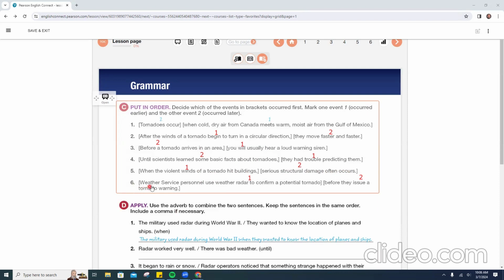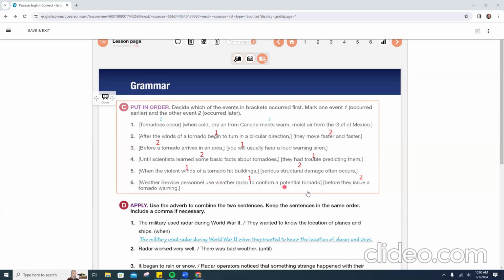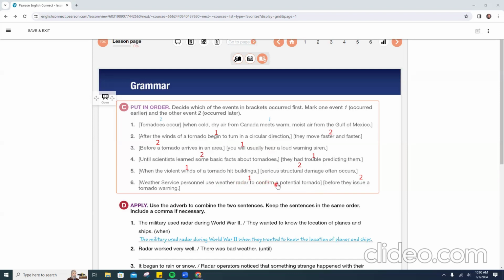Number 6, the Weather Service personnel use weather radar to confirm a potential tornado before they issue a tornado warning. So first, they need to confirm a potential tornado before they issue the warning. Because if they do the warning and nothing happens, people are going to hear the warnings and they're going to say, oh, nothing's going to happen. So that's why first they need to make sure that a tornado is developing before they do the warning.